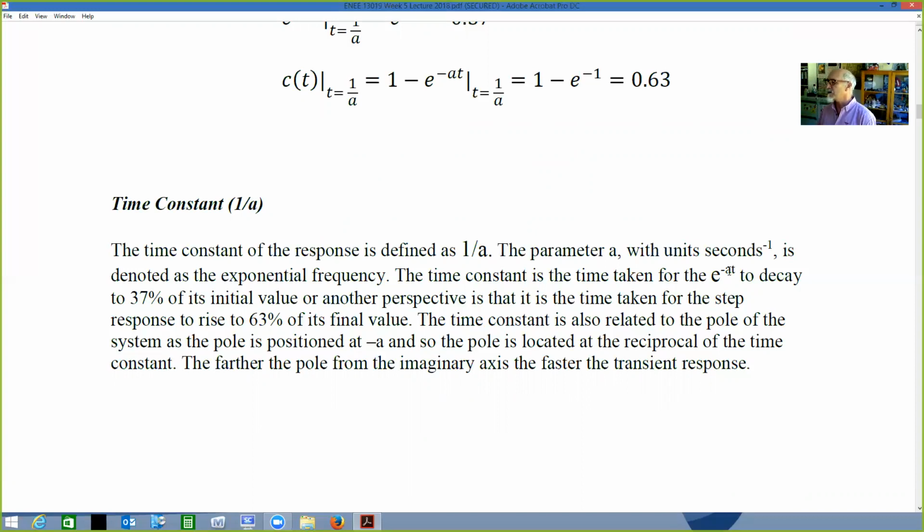The time constant is also related to the pole of the system, as the pole is positioned at sigma equals negative A. And so the pole is located at the reciprocal of the time constant. The farther the pole is from the imaginary axis, the faster the transient response is.